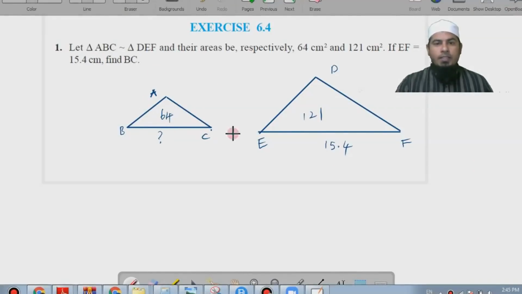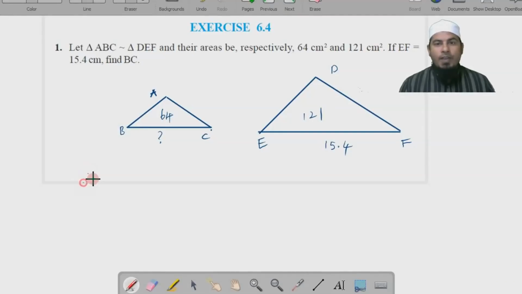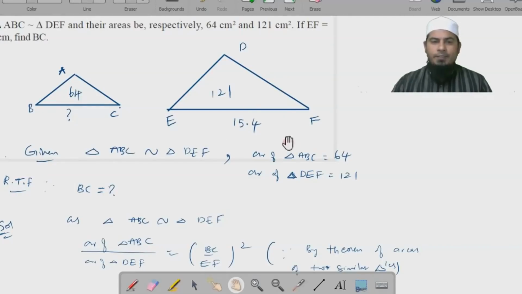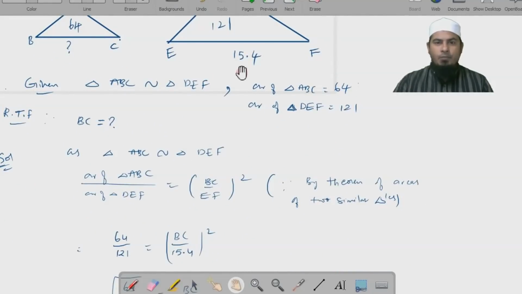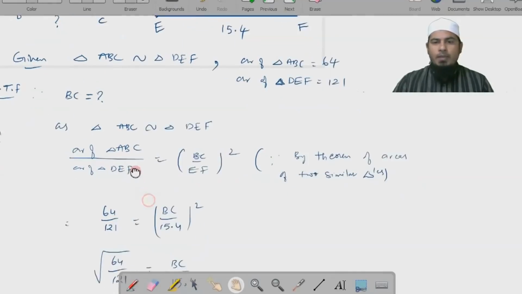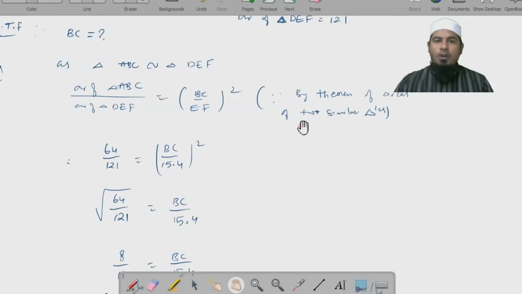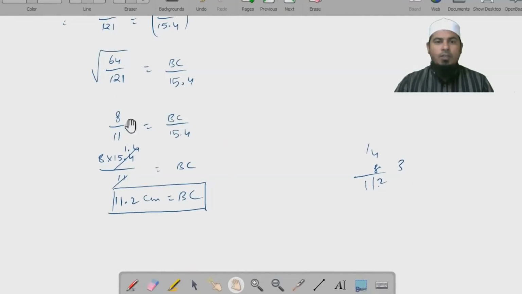According to the question, this much information is given, but we know that when two triangles are similar, the ratio of their areas is equal to the square of the ratio of the corresponding sides. If we use that, we will get the answer. As given, triangle ABC and triangle DEF are similar, the areas of ABC and DEF are 64 and 121, and EF is 15.4. We can write area of triangle ABC by area of triangle DEF is equal to the square of BC by EF by the theorem of areas of two similar triangles. Substituting, 64 by 121 is equal to BC by 15.4 whole square. Taking the square root and transposing, the answer is BC equals 11.2.